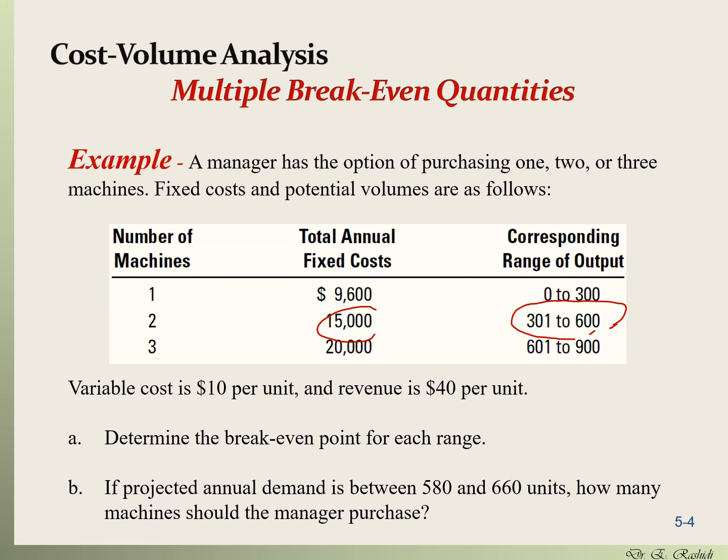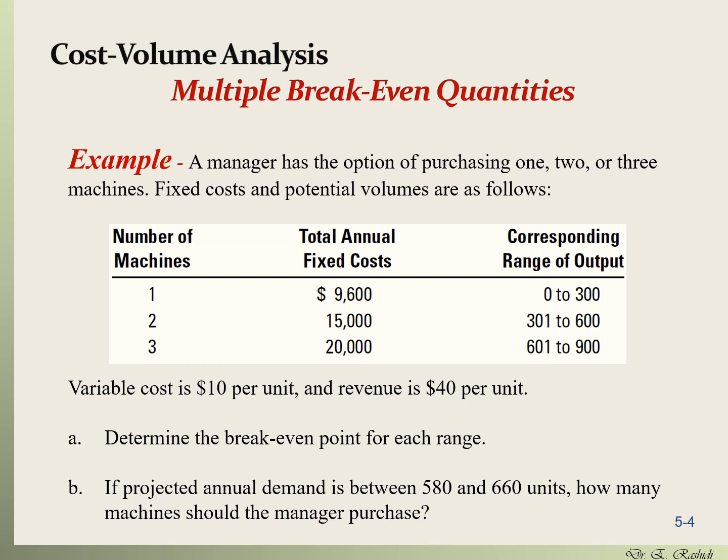Of course you can also produce between 0 and 300 if you just use one of the machines. But the maximum output with 2 machines that is different from one machine is between 301, which is more than 300 of one machine, to 600, which is double of that. If he purchases 3 machines, then the total annual fixed cost is 20,000. Again, this is not 3 multiplied by 9,600, it's different. And the corresponding range of output is between 601 and 900. Again, you can of course produce less than 600 when you have 3 machines, but the maximum output, which is more than 2 machines, is between 601 and 900.